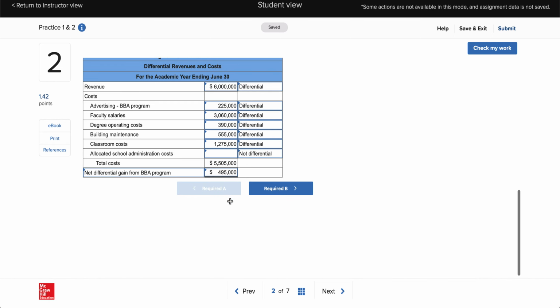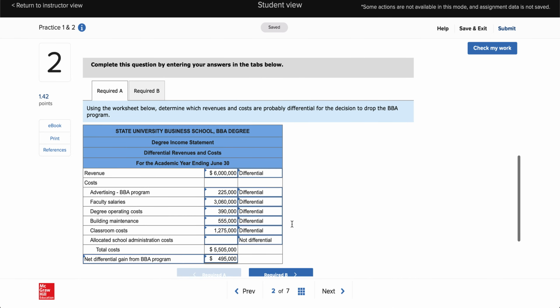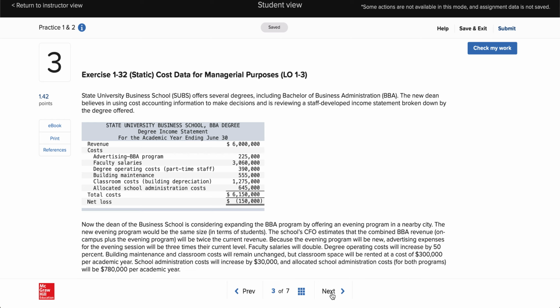This again highlights the fact that we can't just look at a departmental income statement type situation to make a decision on dropping a certain product line, or in this case, a program. One of the keys is this number here, that 645,000, because this is allocated and it still has to be paid even if we drop the program. This is what's making the difference here. So let's move on to question 3.